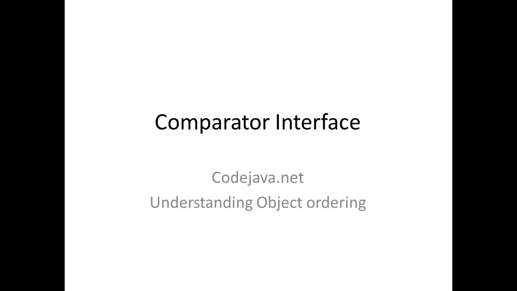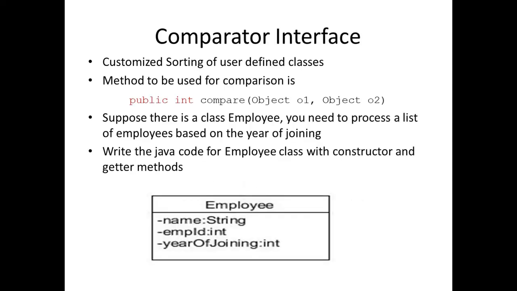We have seen earlier a comparable interface, which helps us come up with tree sets that accommodate elements which are instances of a user-defined class. So let's try out one more interface in Java, which is called Comparator. The Comparator interface is for customized sorting of user-defined class objects.